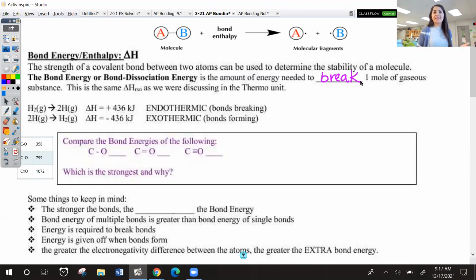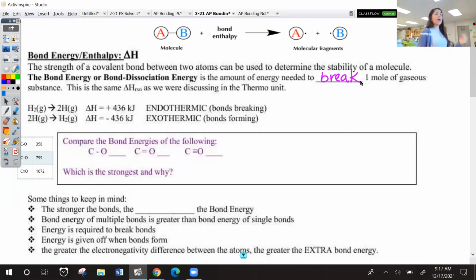So this is the same as delta H of a reaction if we were in the thermo unit. I want to make sure you understand this. There are different ways that you can calculate delta H. One of the ways was using calorimetry, and that was experimental. Another way is if you know your delta HF values, you can do products minus reactants, and that's going to give you delta H.